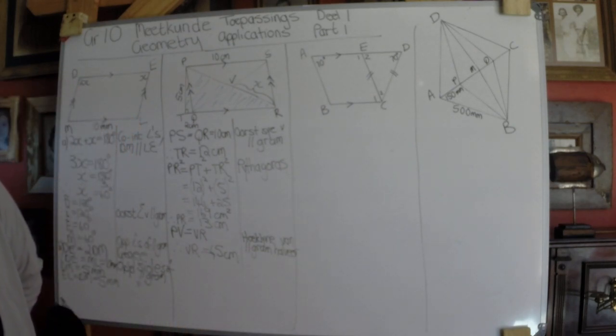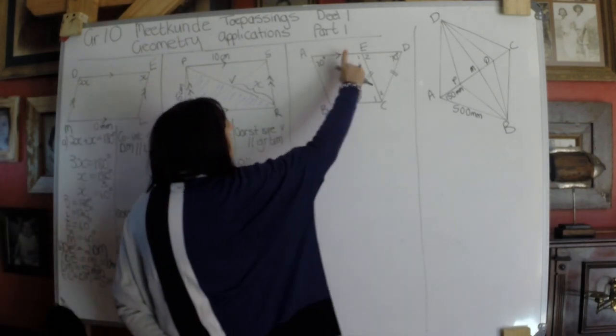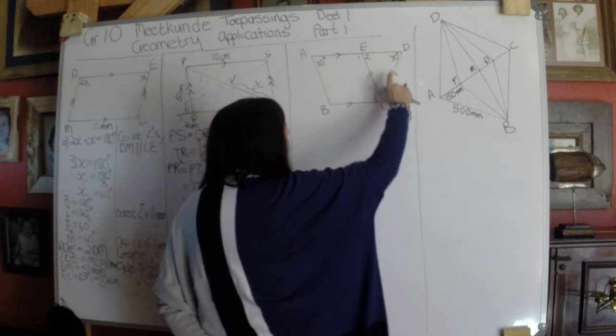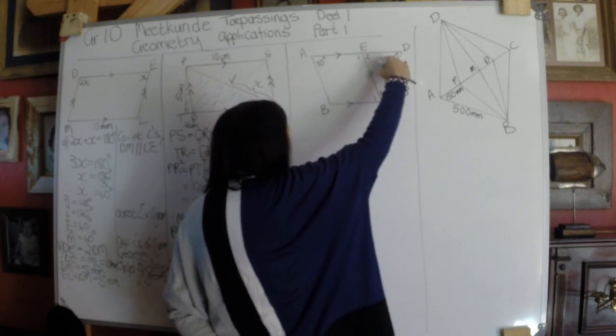70 degrees, that I can see, and they say that EC equals DC, that I can see as well. It's marked as equal, so that's an equilateral triangle.